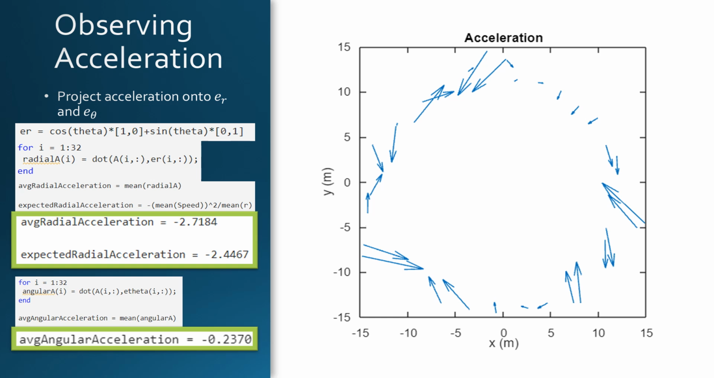The average radial acceleration was found to be negative 2.72, which is pretty close to the expected radial acceleration of negative 2.45. The average angular acceleration was negative 0.24. This was expected to be 0, and the fact that it's not shows that the car had sped up or slowed down on average over the course of the circle.